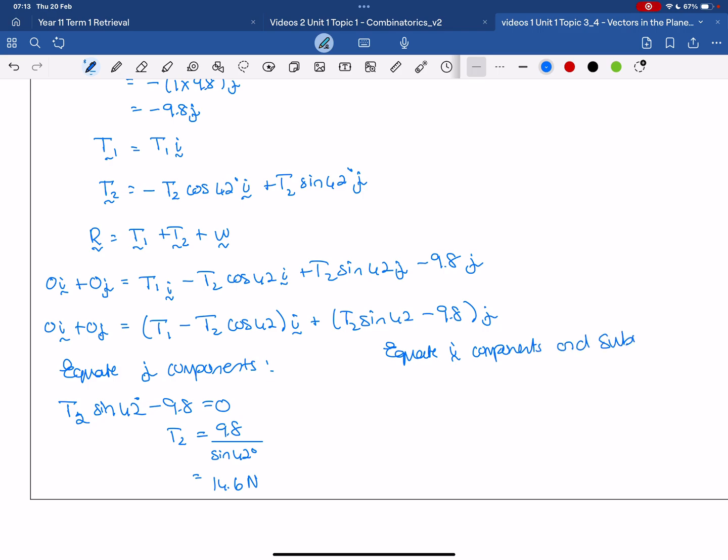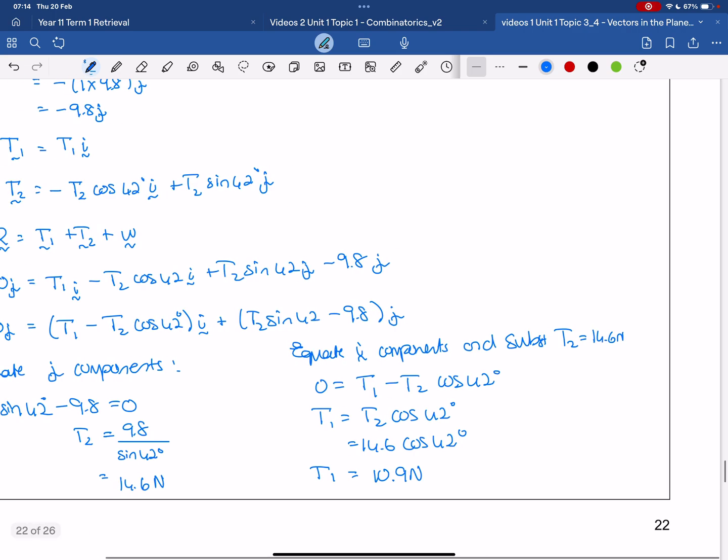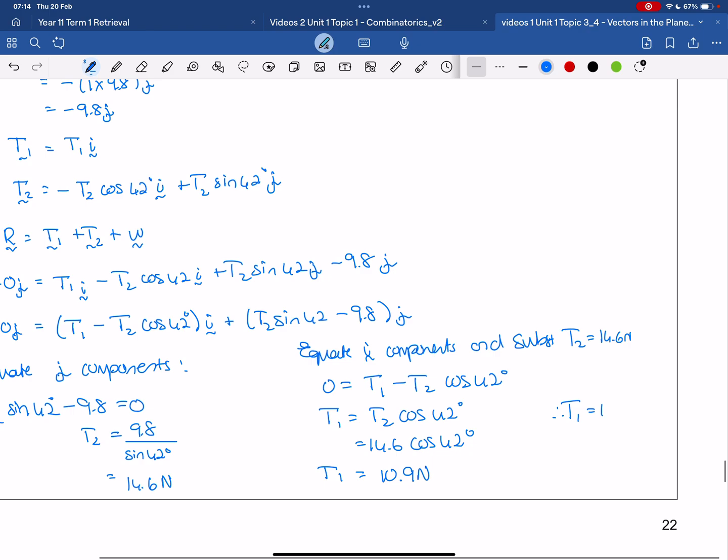If I then equate my I components, and substitute T2 equals 14.6 newtons, what I'm going to end up with is that 0 is T1 minus T2 cos of 42 degrees. And so T1 will be T2 cos of 42 degrees, and it'll be 14.6 cos of 42, and we end up with 10.9 newtons. So therefore T1 is 10.9 newtons and T2 is 14.6 newtons.